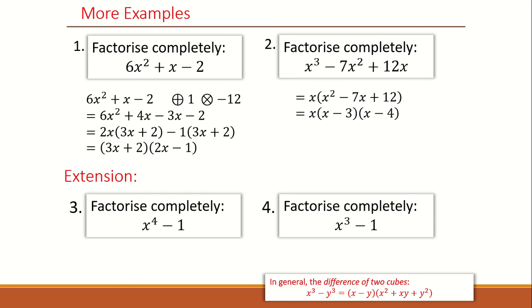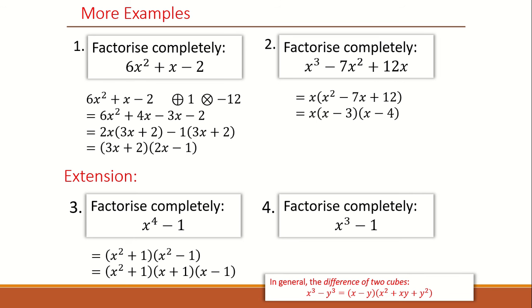For the extension question 3, which should be fairly simple, by recognising that x to the power of 4 is a squared term and 1 is also a squared term, you should use the difference of two squares and get x squared plus 1 and x squared minus 1. And then, by recognising that x squared minus 1 is also a difference of two squares, factorise out that bracket and you should get x squared plus 1, x plus 1 and x minus 1.